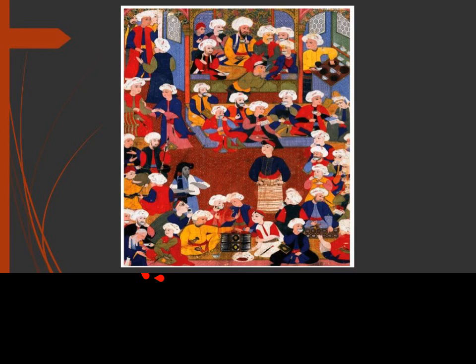Okay, an Ottoman coffee house. This is busy, lots going on. What activities can you identify in the image? Well, people are drinking coffee. Looks like they're playing some board games, playing music, conversing. We do that now at coffee houses.